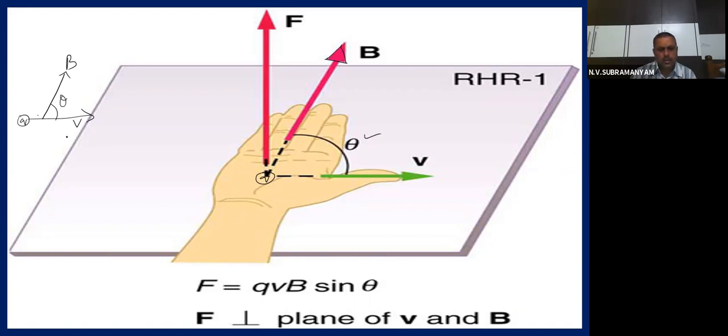Then the magnetic field will produce a force F on the particle, and that F is given by the formula Q V bar cross B bar. They have observed that the magnetic field will produce a force given by the expression F bar is equal to Q V bar cross B bar, the cross product of velocity and magnetic field.